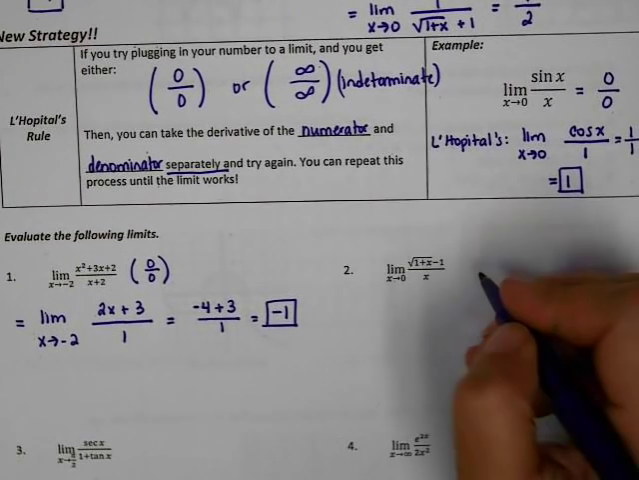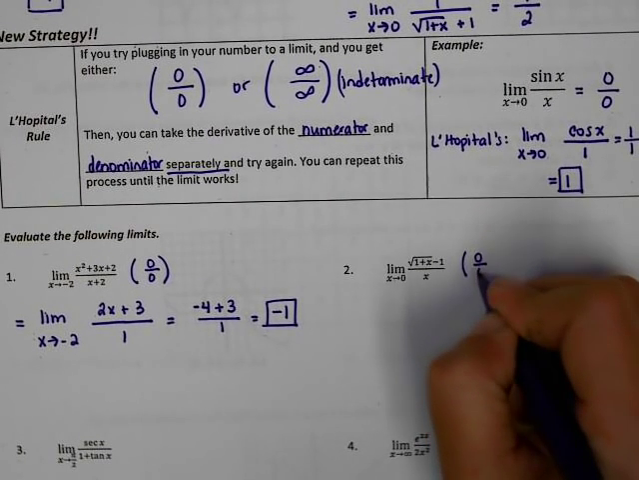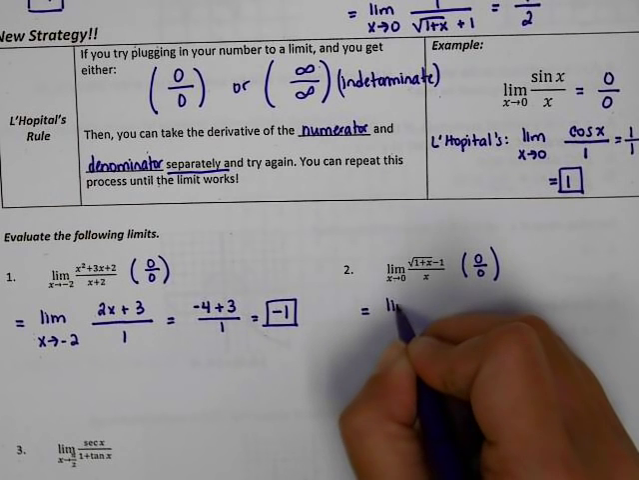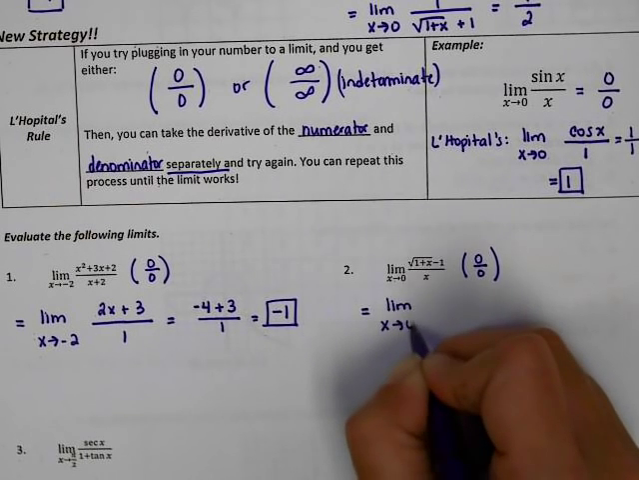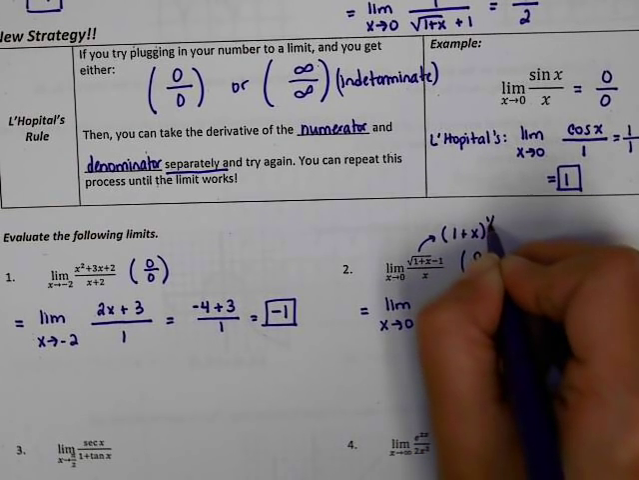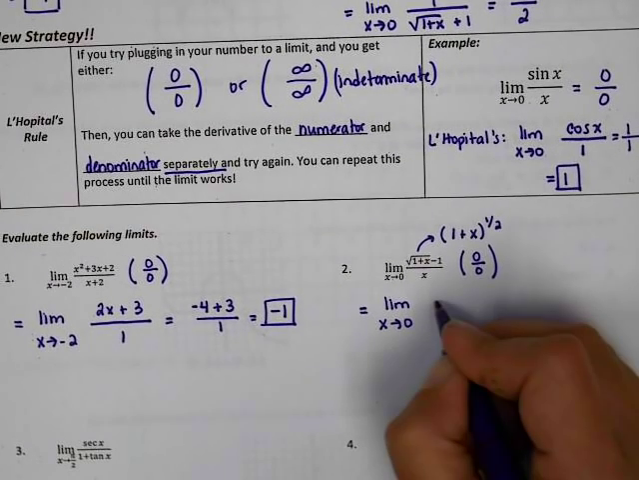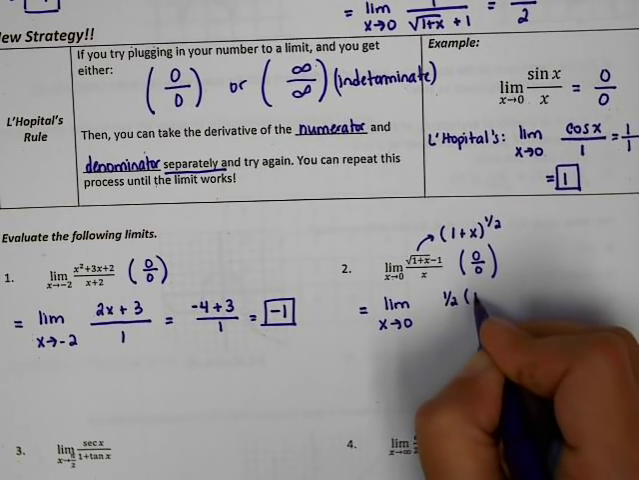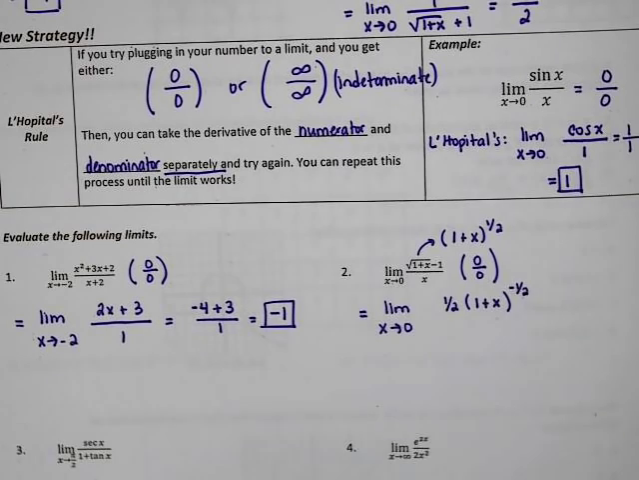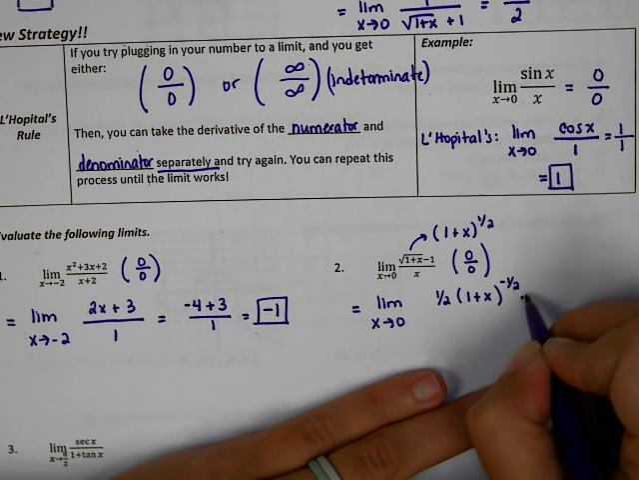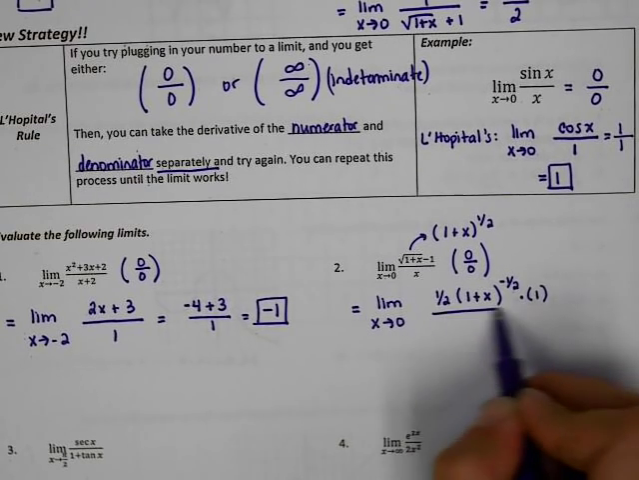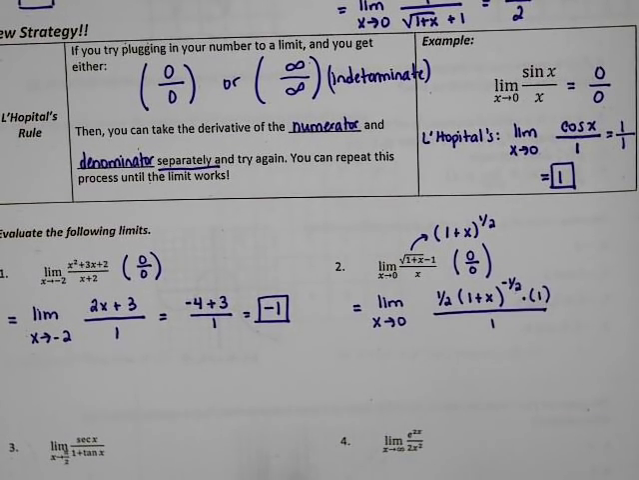For problem number 2, we know we get 0 over 0 because we tried it earlier. So now if we take the derivative on the top, we're doing the derivative of 1 plus x to the 1/2. So I would have 1/2 times 1 plus x to the -1/2 times the chain, and the chain would just be 1. And then the derivative of -1 is 0. On the bottom, I would just have 1.